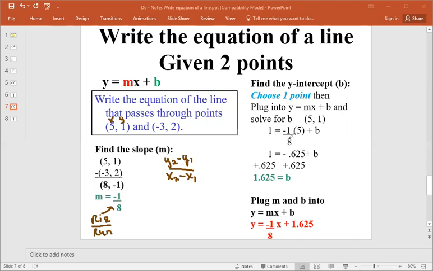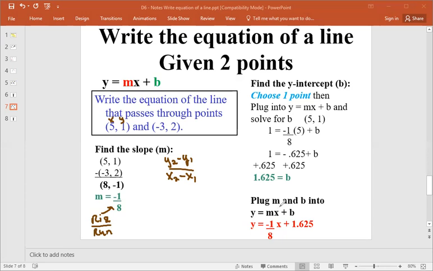When I try to multiply negative 1/8 times 5, I end up with a fraction, and that is fine. So I could have said that this value here is negative 5/8. If you wanted to take it to a decimal, since it's not a nice fraction or whole number, that would be fine too at this point. So negative 0.625. And then I add that to both sides, so I have 1.625. And so this is my y-intercept or b value.